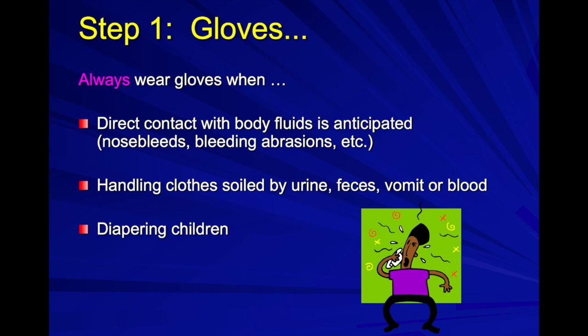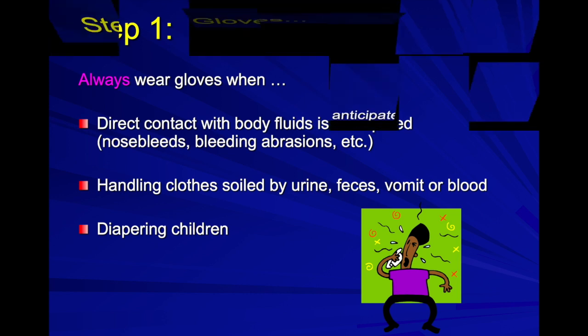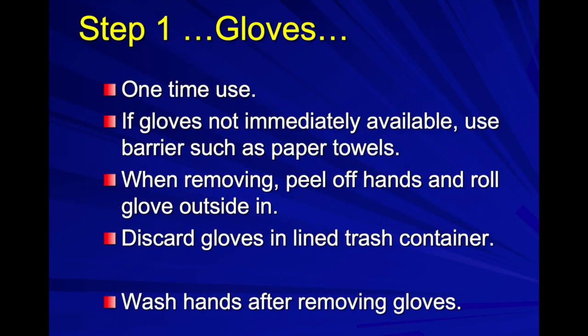Nosebleeds, bleeding abrasions, that type of thing. Handling clothes that might be soiled with urine, feces, vomit, or blood, and diapering children. Gloves are always a one-time use. If they're not immediately available, use a barrier such as paper towels.